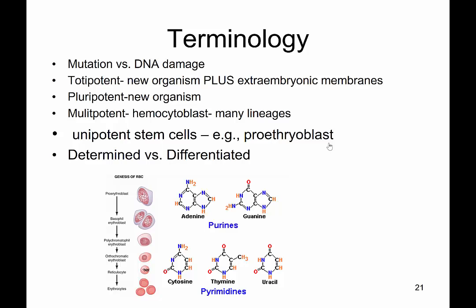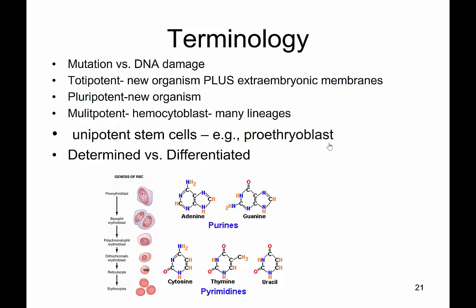Pluripotent. If I'm talking about a pluripotent cell, that cell can only generate a brand new organism. The best example of that would be a blastomere from a blastocyst. Those of you who have already taken anatomy, you remember a blastocyst is a spherical ball of cells with a hollow center and an inner cell mass. If I were to take a single cell from the inner cell mass, that cell can generate a brand new organism, but it cannot create the extra embryonic membranes.